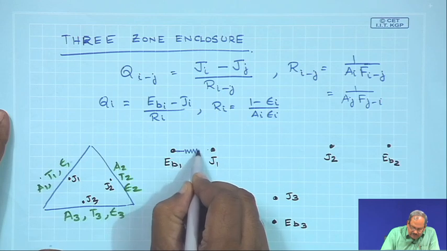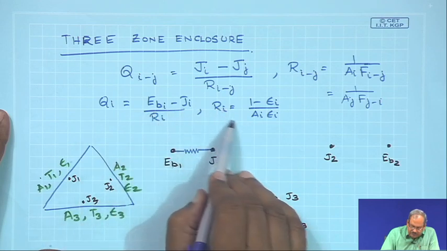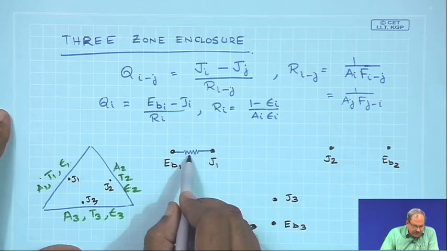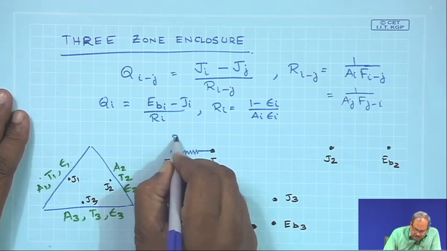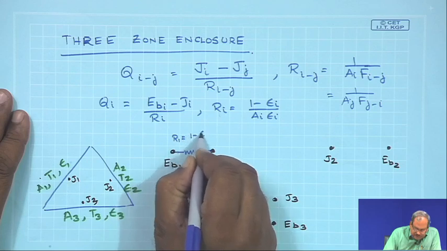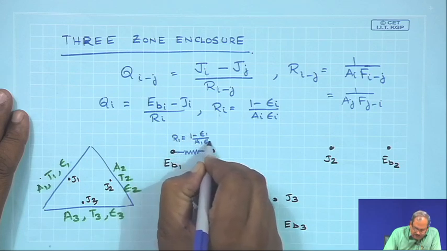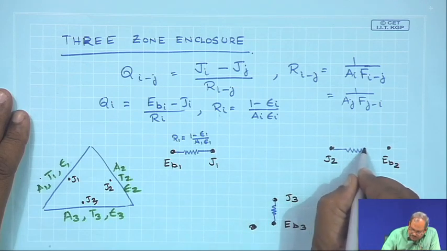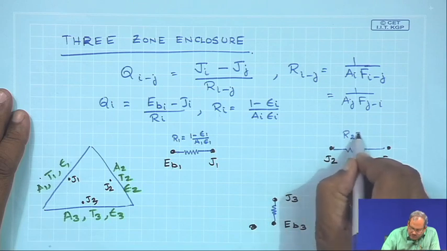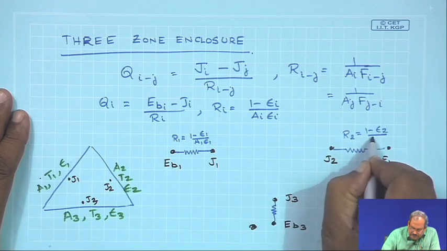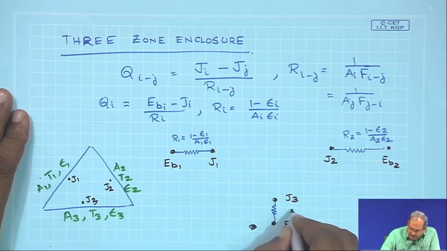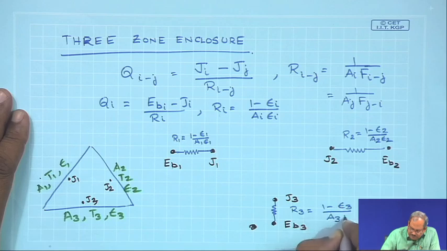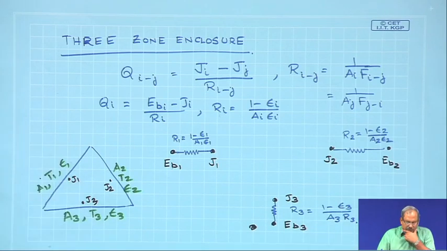These are connected by radiation resistance, which is this. So, what would this resistance be? This R1 would simply be equal to 1 minus epsilon 1 by A1 epsilon 1. These two are R2, which is 1 minus epsilon 2 by A2 epsilon 2, and this is R3, which is 1 minus epsilon 3 by A3 epsilon 3. So, that is straightforward from our previous discussion.